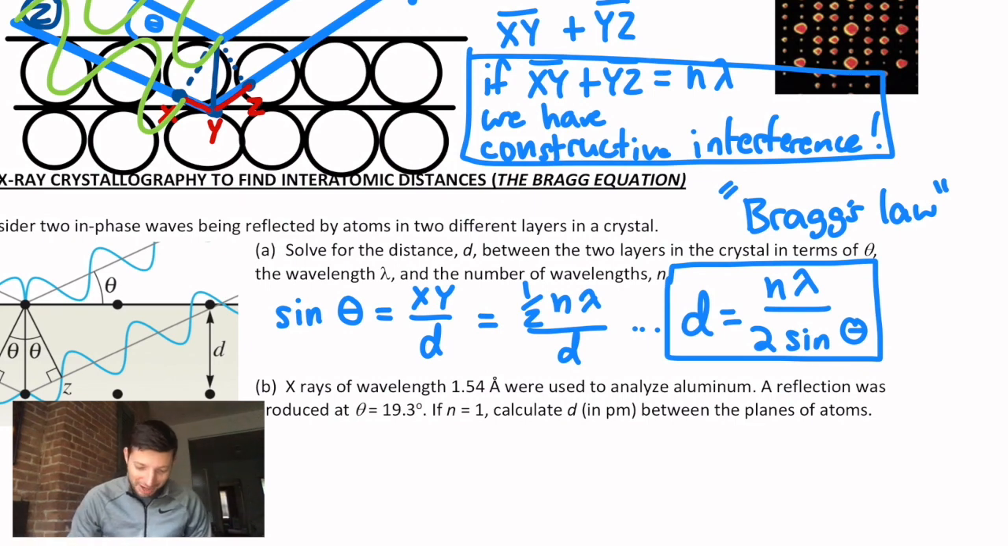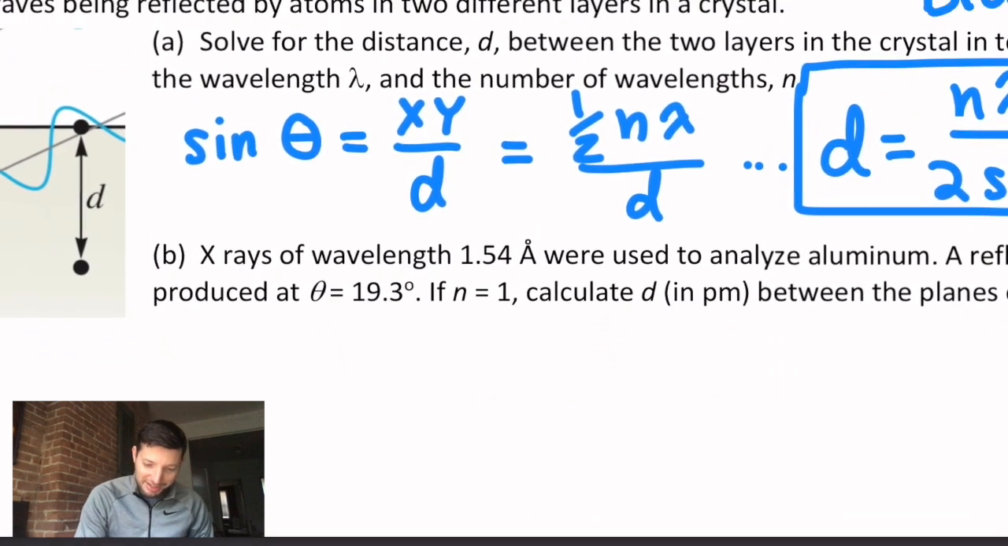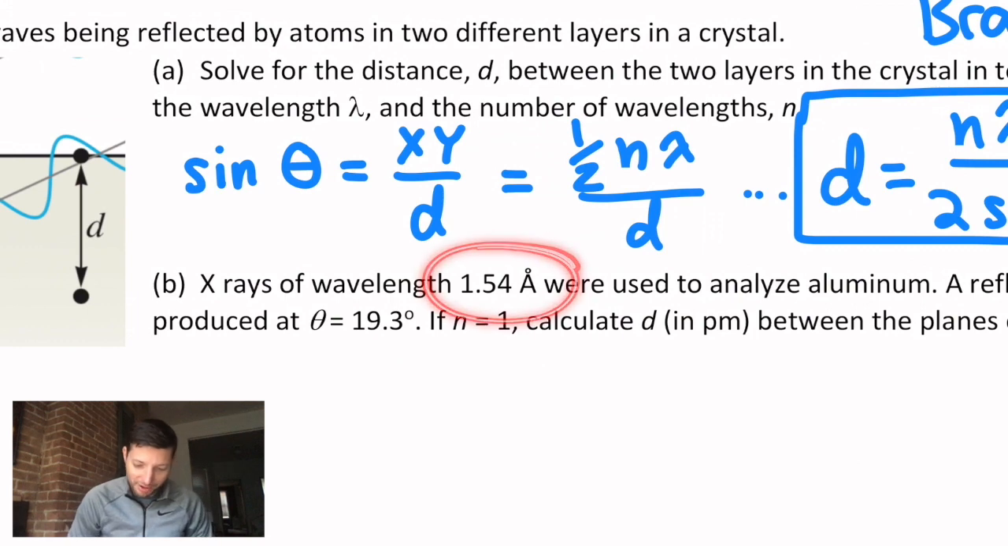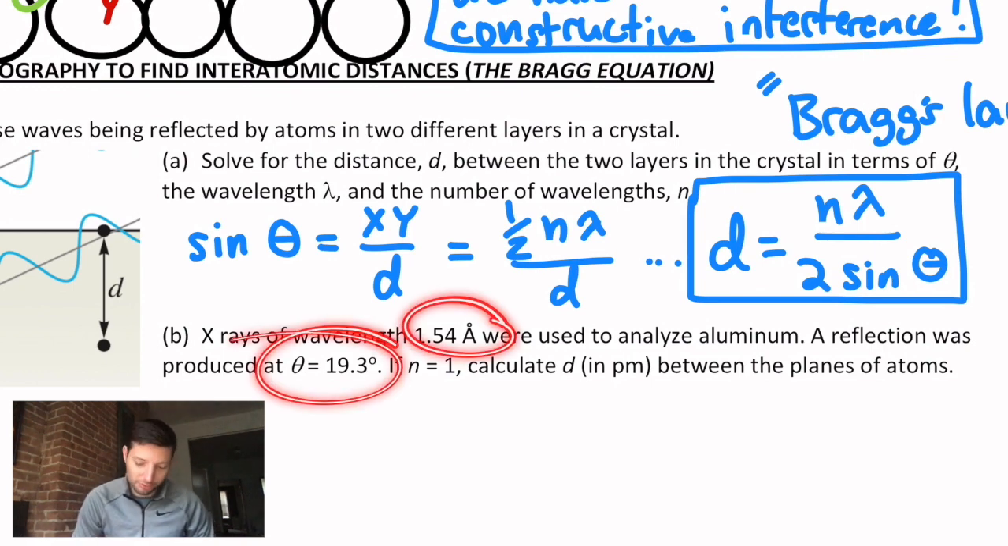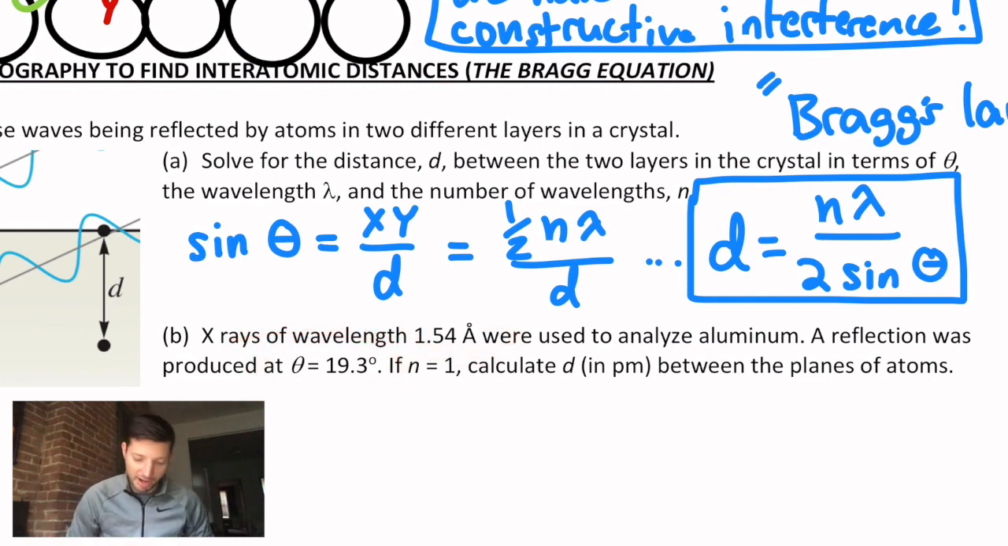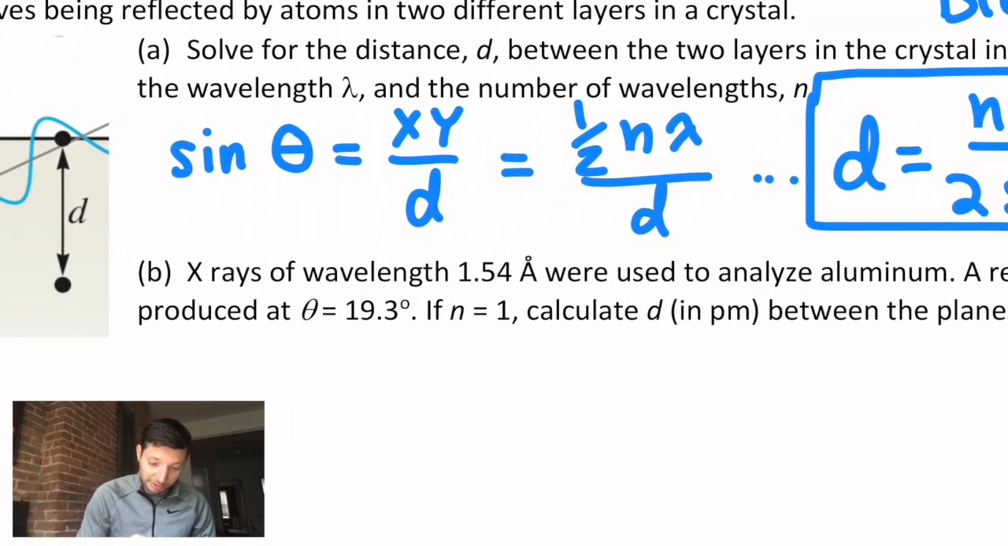So let's just close out with practicing this. Let's say we have X-rays that we can control at 1.54 angstroms. They're used to analyze a crystal of aluminum. Reflection was produced at 19.3 degrees, and that's the idea. You basically adjust the angle and the wavelength. Those are things that we can control with an instrument until we see this interference pattern, and we know we're getting a constructive interference with an integral number of wavelengths.